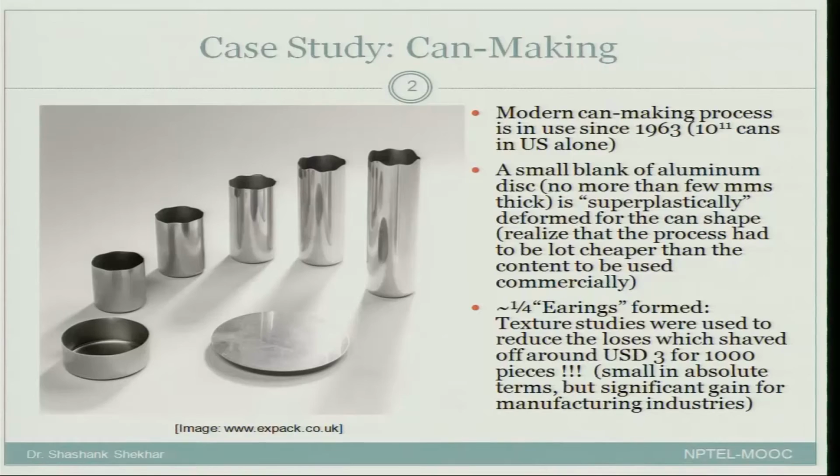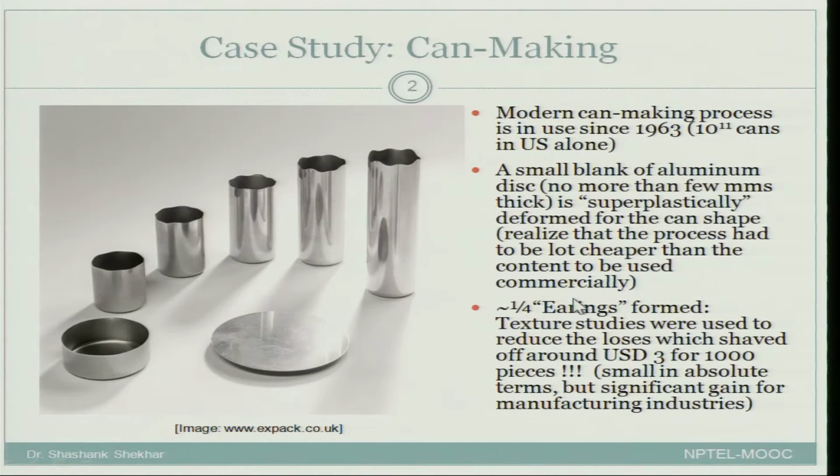For example, in this can making process, we take a small pellet which is then superplastically deformed into cup shapes like this, and then further deformed, and finally you get the shapes or sizes which you want. Now you see there are ears which have formed on the edges of these cans. A lot of research went into this, because what will happen to these ears? They will be shaved off, they will be cut off, and all the money involved in processing will get wasted along with the material.